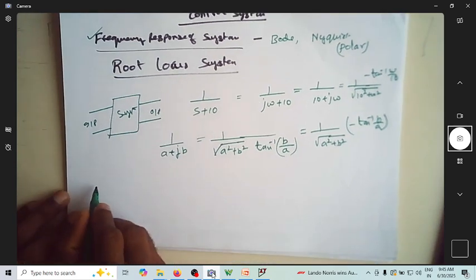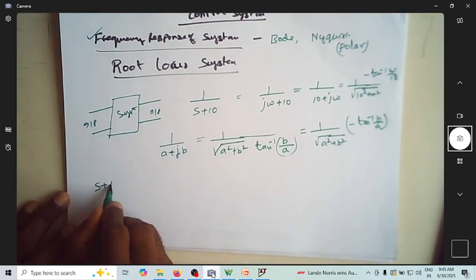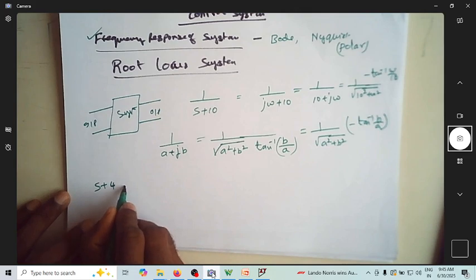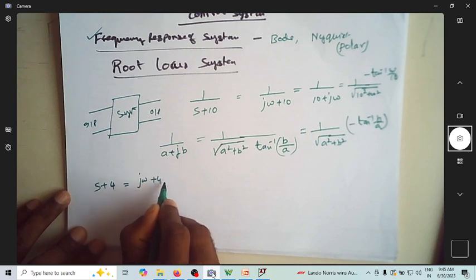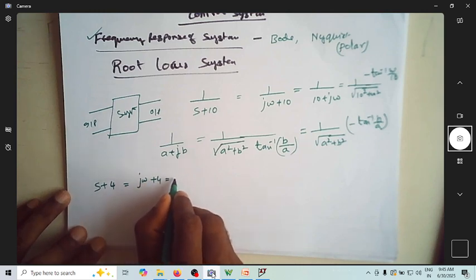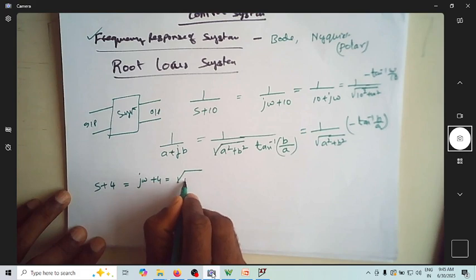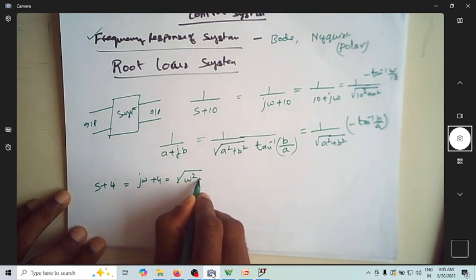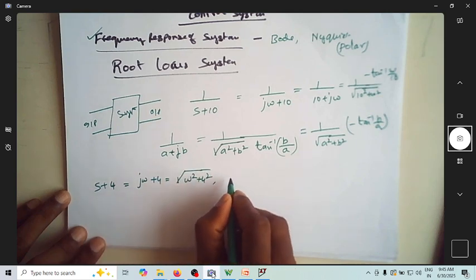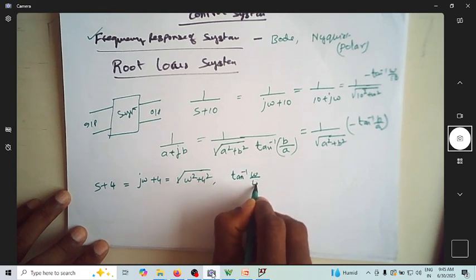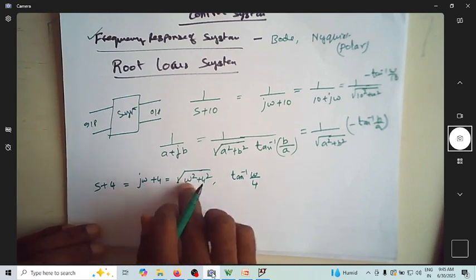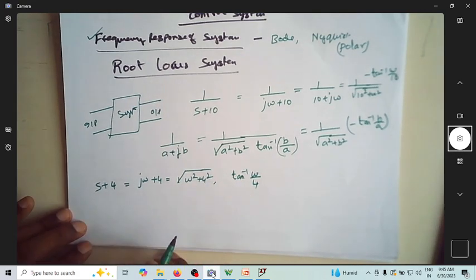Similarly, if I want to write the magnitude and phase of s plus 4, I replace s by j omega, so it is j omega plus 4. The magnitude is the square root of omega square plus 4 square. The phase part is tan inverse of omega by 4. So this is the magnitude and this is the phase part of it.